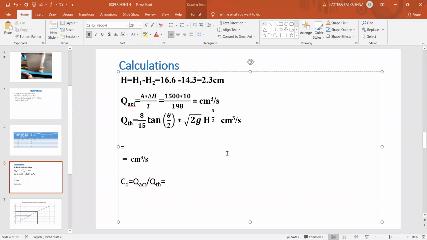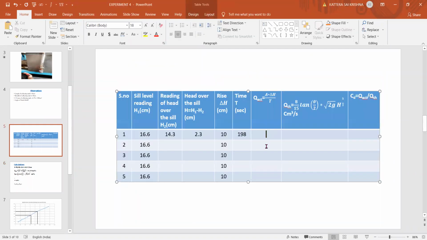75.75, sir. Okay, 75.75. So this is our Q actual value. So now fill in our table column with 75.75. So after taking Q actual, now what we need here is the H value.